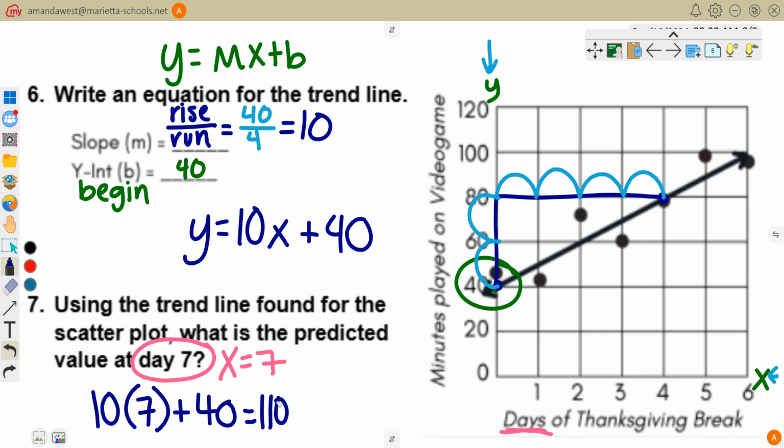So we're saying that on day 7 of Thanksgiving break, we're predicting he will have played 110 minutes of his video game. And if we think about it, if we come out on the graph, that makes sense, right? I could see that being the place where we land.